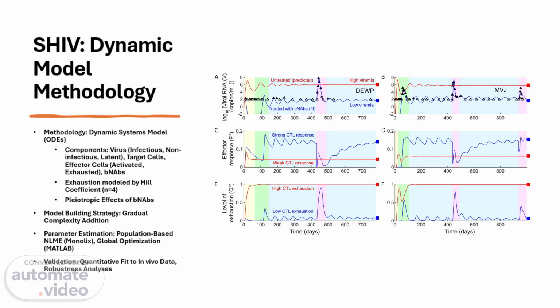A crucial aspect was modeling T-cell exhaustion using a Hill coefficient, and accounting for the pleiotropic effects of BNABs. Our model-building strategy involved gradual complexity addition, ensuring each layer was robust. Parameter estimation was performed using population-based nonlinear mixed effects, NLME, modeling, Monolix, and global optimization, MATLAB. Rigorous validation included quantitative fitting to in vivo data and robustness analyses, confirming the model's accuracy.